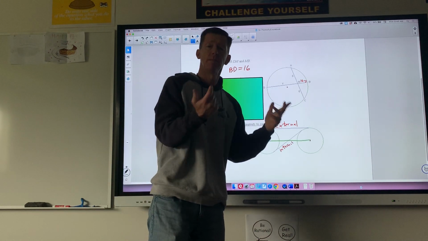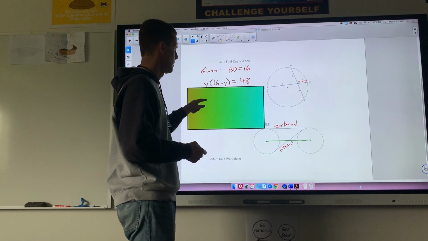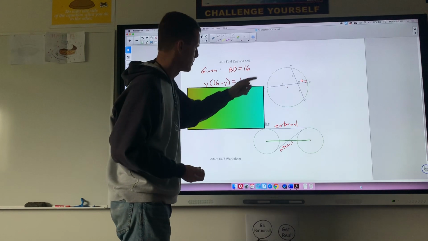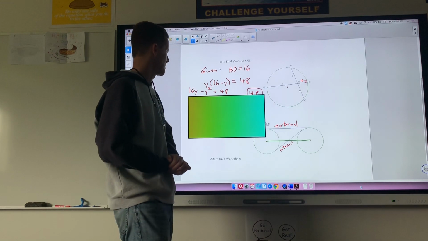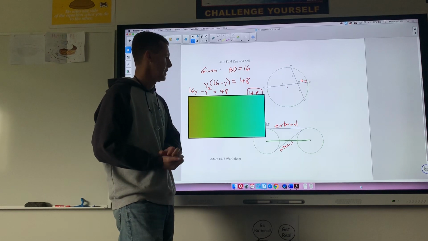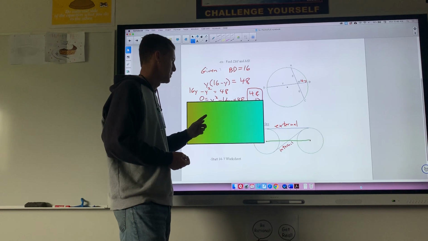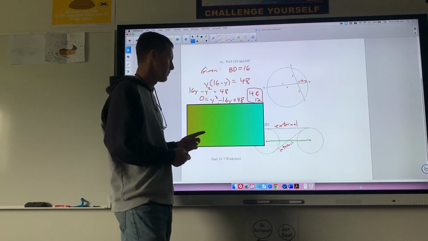Could you do it the reverse way? Sure, of course you could. And then you can use that last theorem. y times (16 minus y) equals 8 times 6, which is 48. So when I multiply out, 16y minus y squared equals 48. Yes, you get to use solving quadratics knowledge. So I've moved everything over, set it equal to 0, standard form.